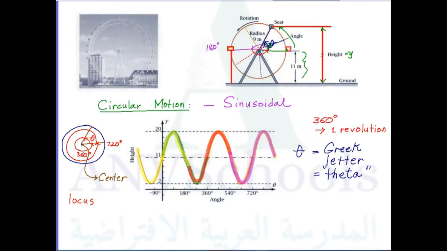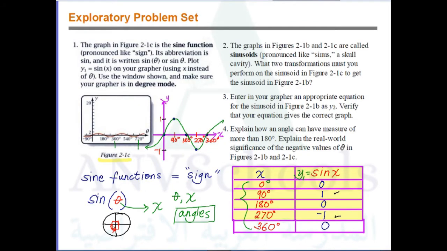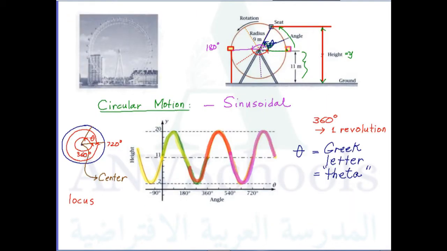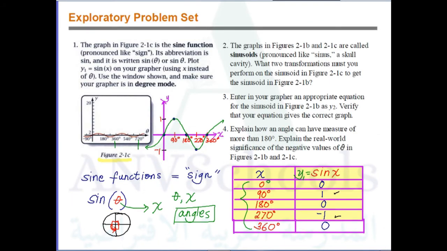What is our 2-1b? This is our 2-1b, if I'm not mistaken. Yes, this is our 2-1b. Okay, so how do we go to this function or this graph? This is 2-1b, and this is our 2-1c. So how do we go there?